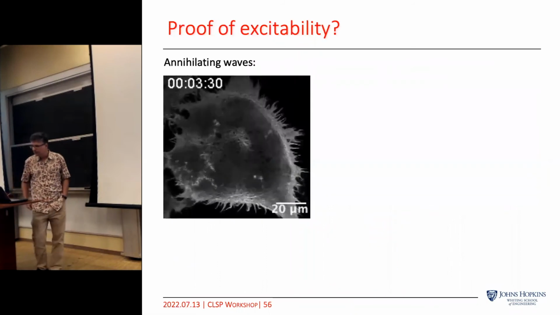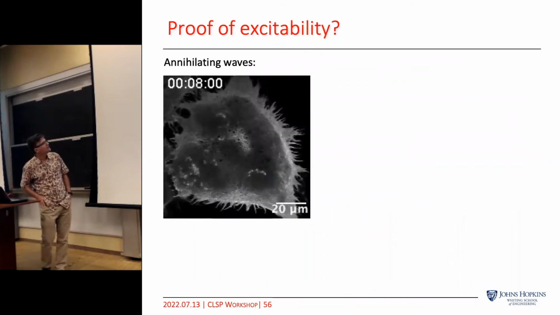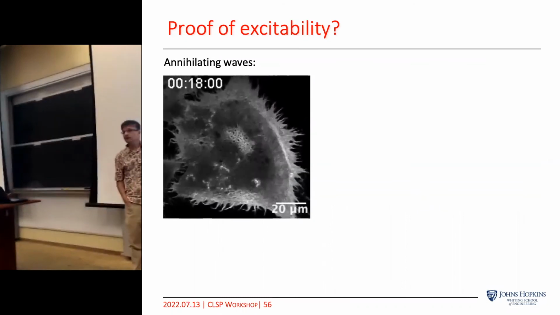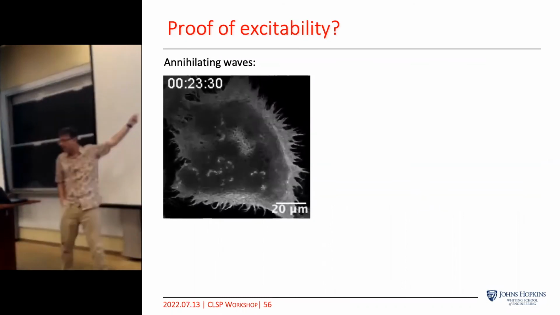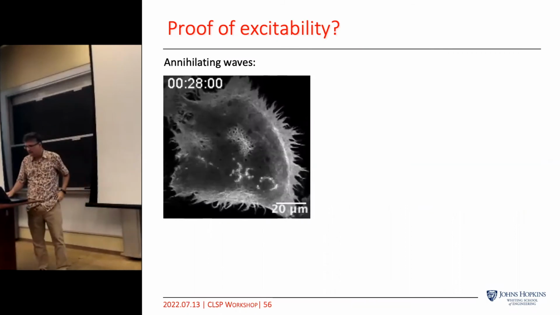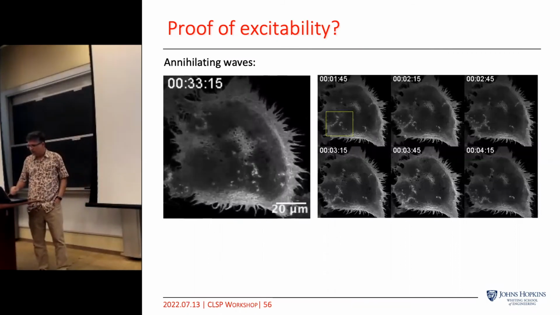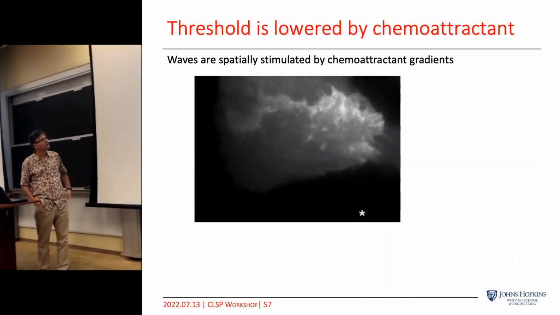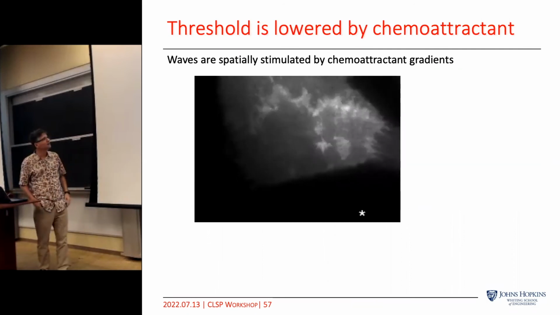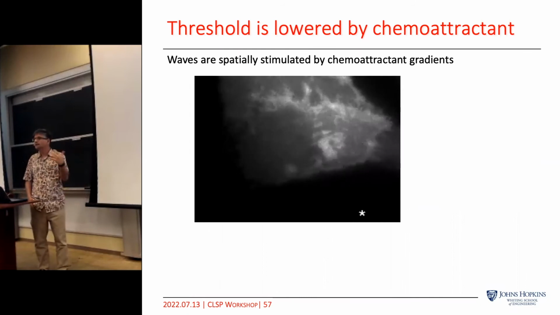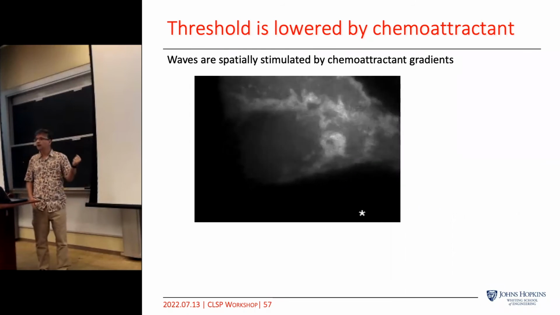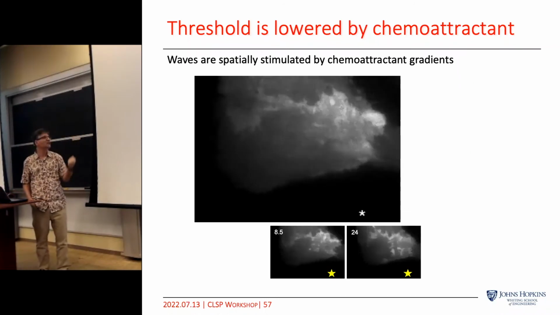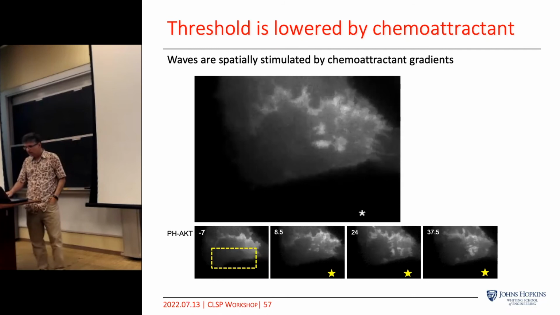Okay, so maybe I'll do this. You can actually get activity. So you see those two waves, they ran into each other. So it's an excitable system. That's just showing you that. And you can stimulate it with chemoattractants. So we just added a chemoattractant, which in this case is a growth factor, and the whole thing becomes a lot more active. So the external chemoattractant also changes the threshold of activation.